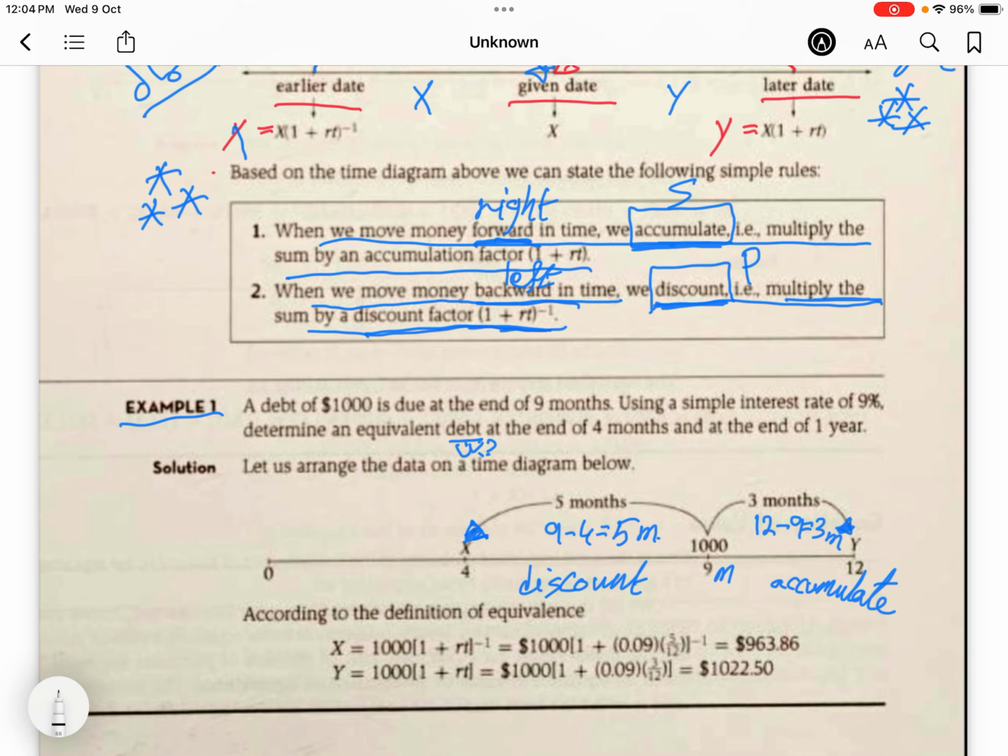Y equals 1,000 multiplied by 1 plus RT, which is 1 plus 0.09 multiplied by 12 minus 9, which is 3 over 12. This is 1,022.50.